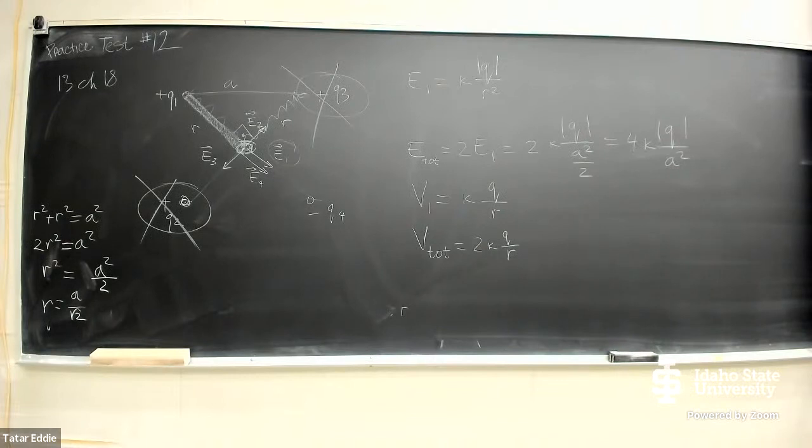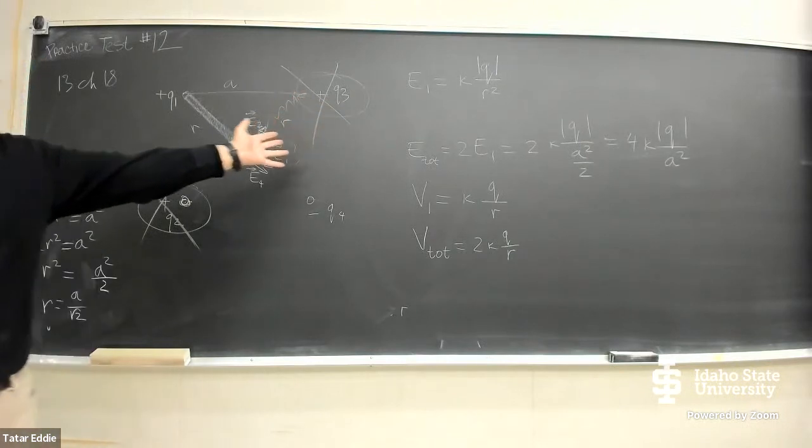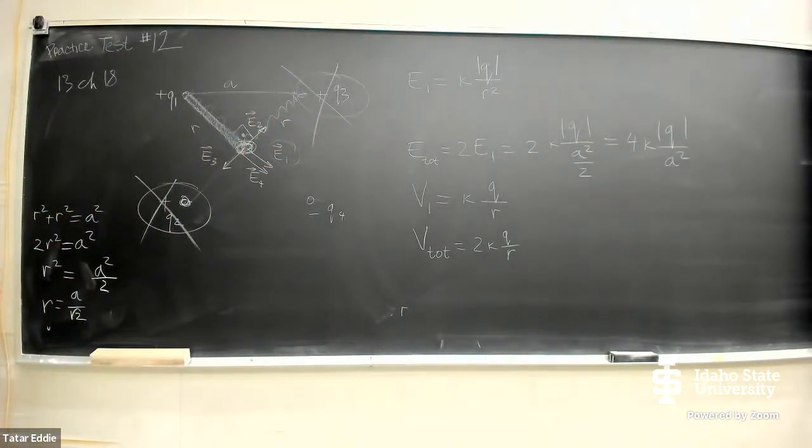Does it matter? So if Q1 and Q3 were different in how charged they were, like one was... Well, it doesn't matter which one is going to be negative. The answer for the magnitude of the total electric field is going to be the same, but the electric field vector is going to point in direction to the negative charge along the diagonal again.